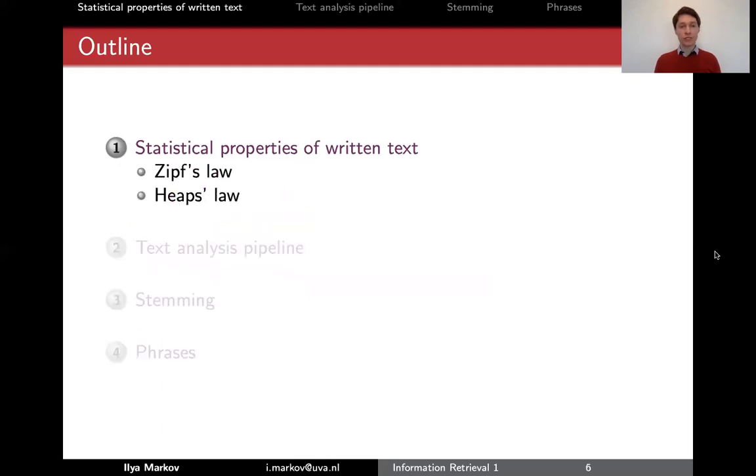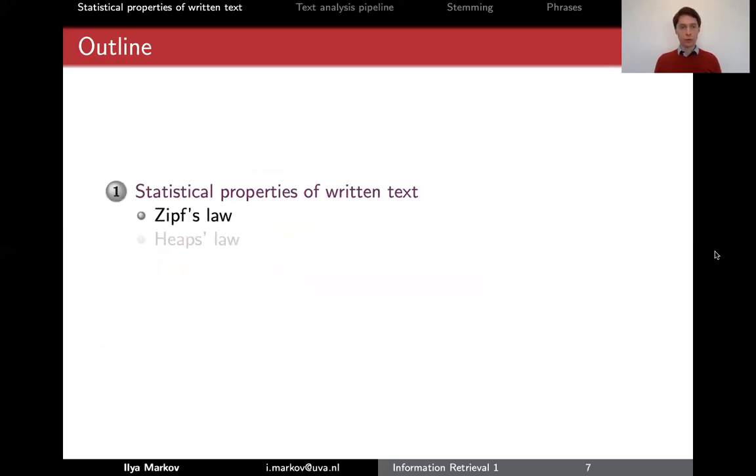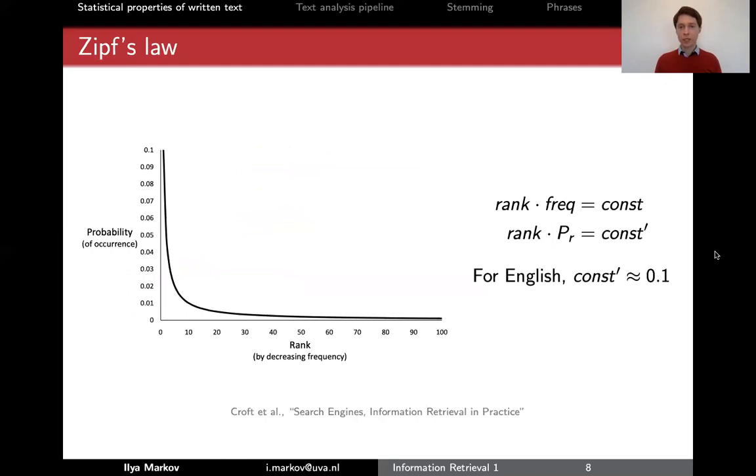So let's start with the statistical properties of written text. And there are two important laws that you really need to know. The most important one is Zipf's law. Many of you have seen it. It's actually just a power law, but applied to written text. And what it says is the following.